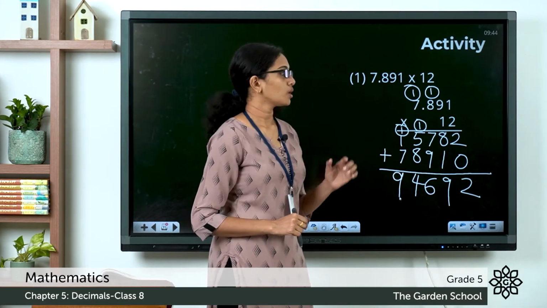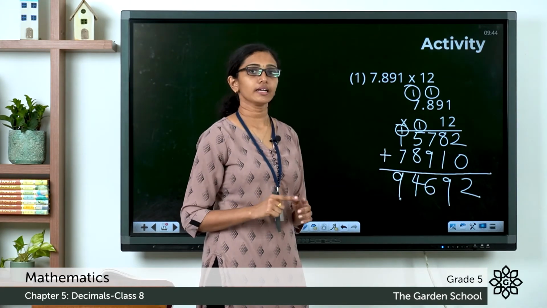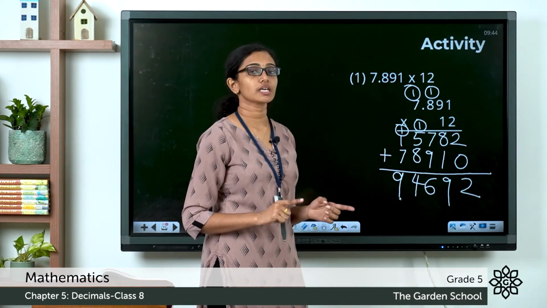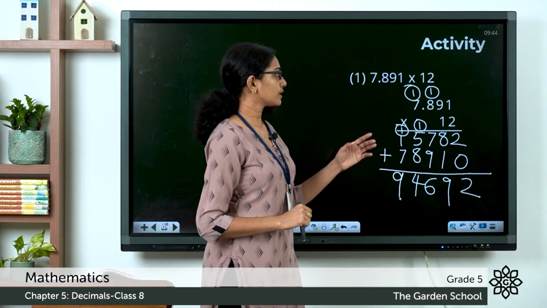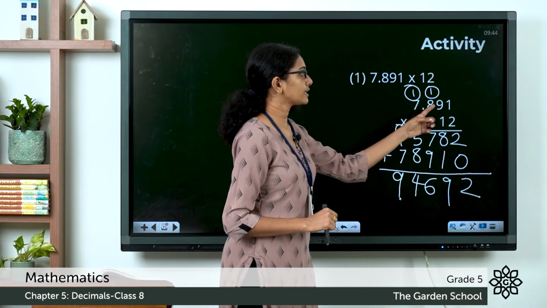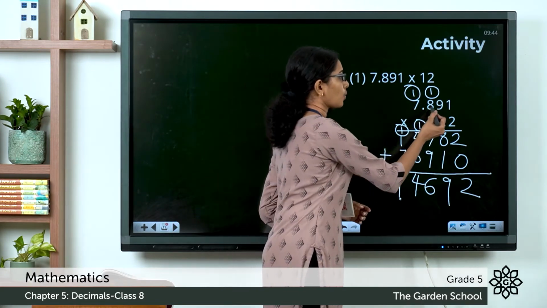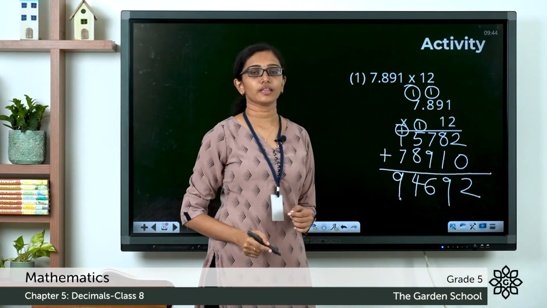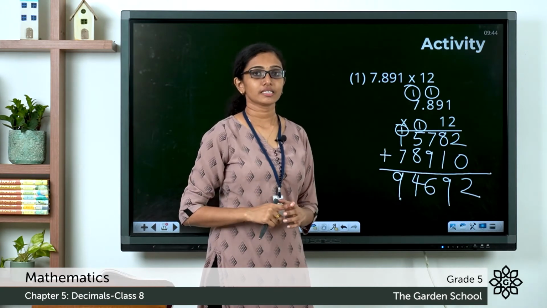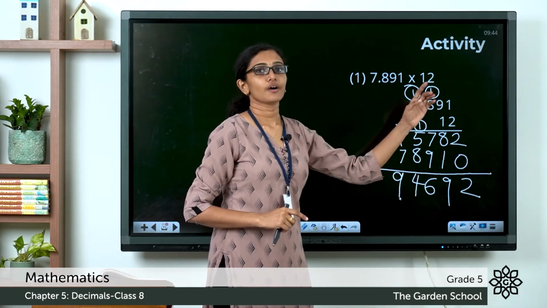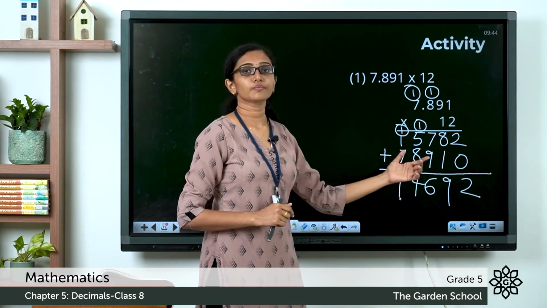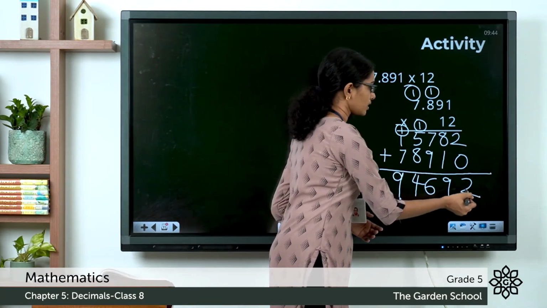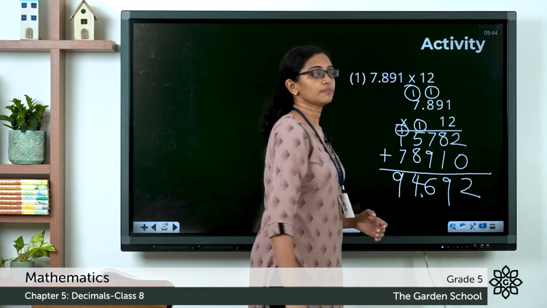Now we have to put the decimal point. For that, let's count the number of digits after the decimal point in the given decimal number. So we are given the decimal number 7.891 and there are 1, 2, 3 digits after the decimal point. So let's count 3 places from right to left in the product obtained. So 1, 2, 3. Put the decimal point here.